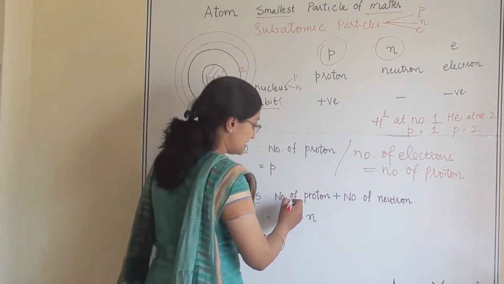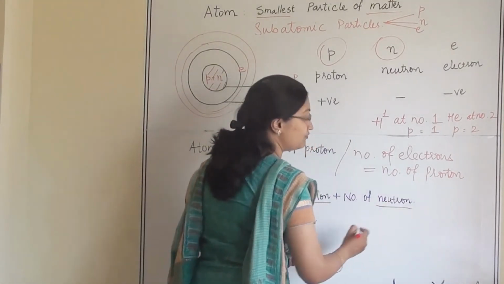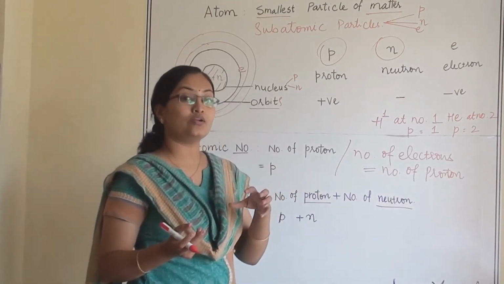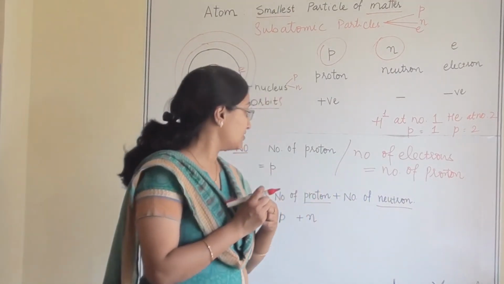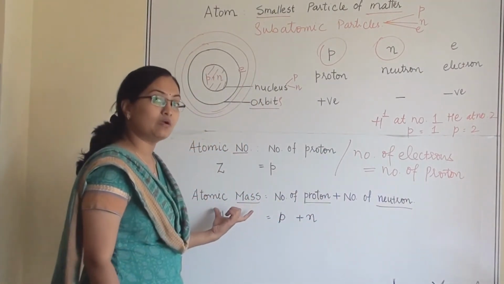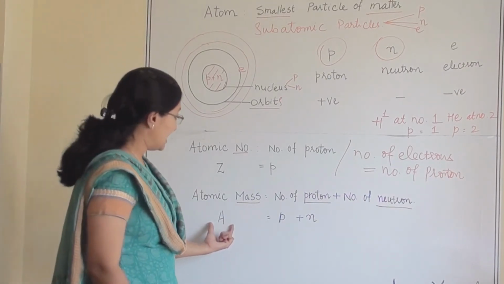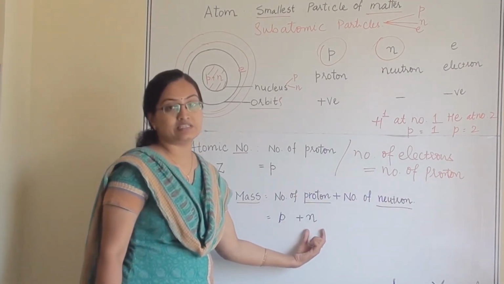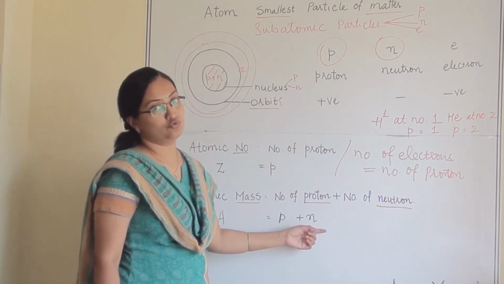Now what is atomic mass? Atomic mass is the addition of the number of protons and the number of neutrons. The summation of proton and neutron will give you the atomic mass, and we denote it with A. So A equals P plus N. What is P? Number of protons, and N is neutrons.